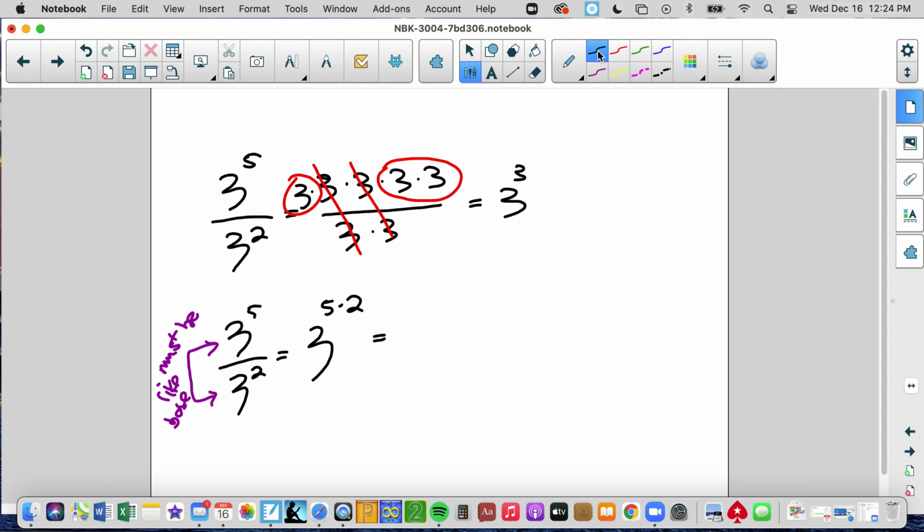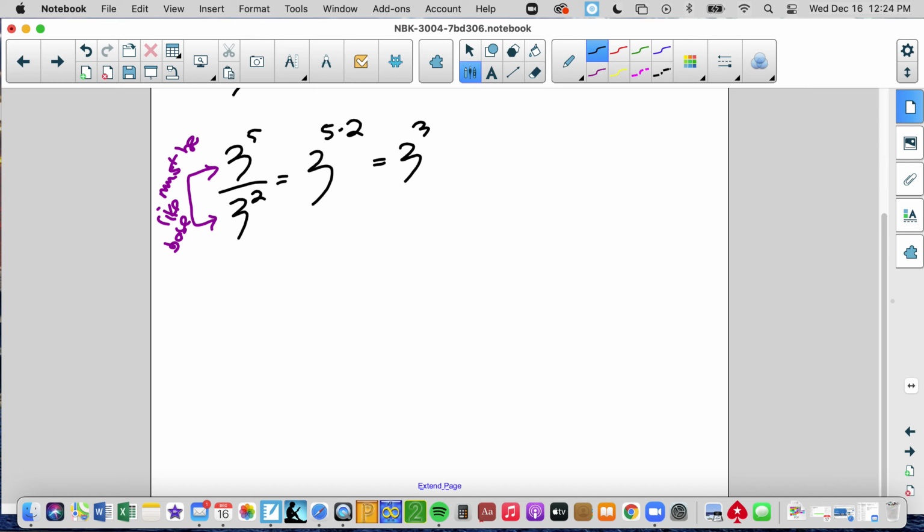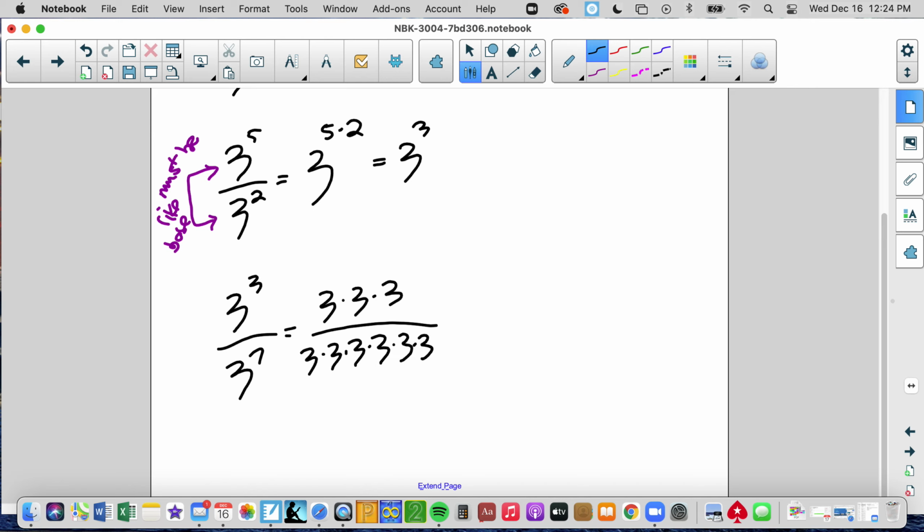Good. So we have 3 to the 5 minus 2, which is 3 to the 3. So that's a shortcut. Instead of writing all those out, we do that. Well, that's when we have a bigger number in the numerator. What if we had 3 to the 3rd over 3 to the 7th? That would be 3 times 3 times 3 over 1, 2, 3, 4, 5, 6, 7. This time I got it right.